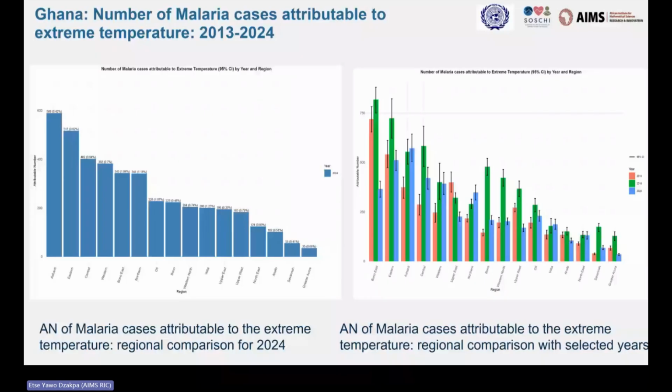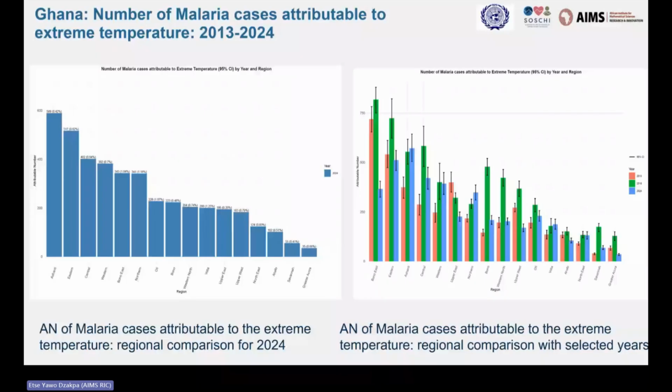But the good thing that we notice is that, in terms of the percentage of the observed cases, we have a relatively low percentage. But still, we have the impact. We have that statistic showing that effectively extreme temperature is affecting malaria cases. We can also have another statistic that shows region comparison, and then within-year comparison to see the trend. For example, if I consider a specific location, how the cases or the attributable cases are changing.